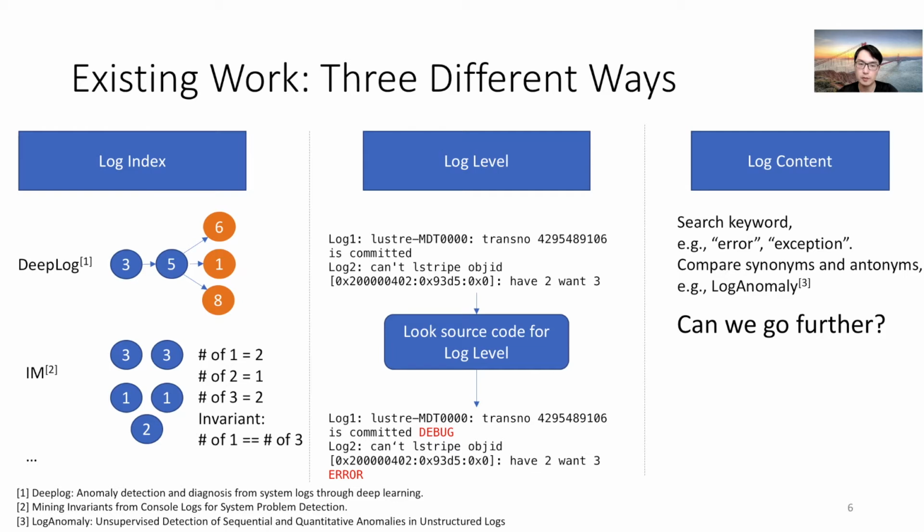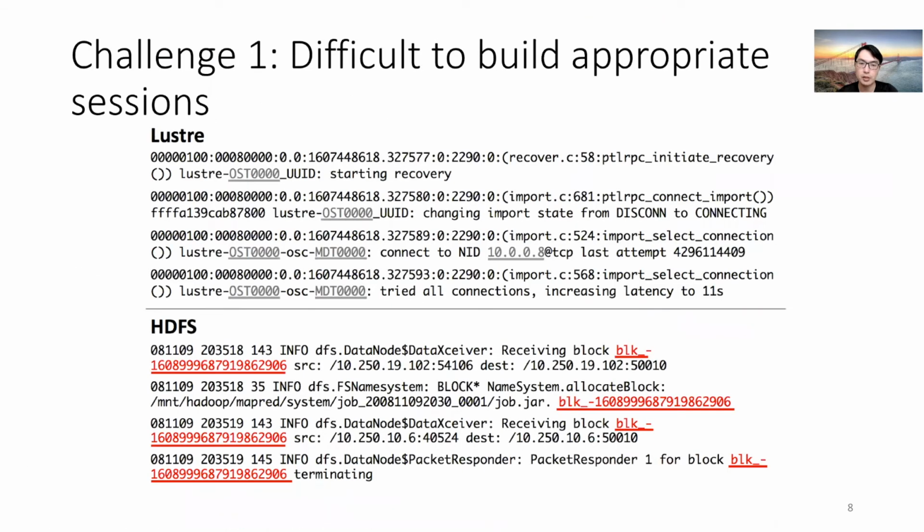The first challenge is that for parallel file systems, log entries do not share any common identifier to denote their relevance. This identifier often appears in cloud systems. In this example, the 4 logs of HDFS share the same block ID, but the Lustre logs have no such identifier. So in parallel file systems, it is difficult to group logs into sessions due to the lack of identifiers. So previous work based on log index is not suitable for parallel file system logs.